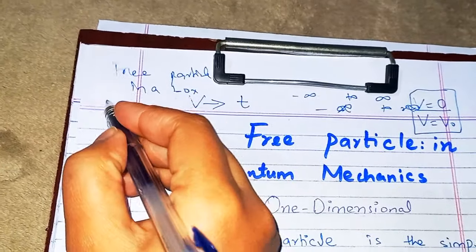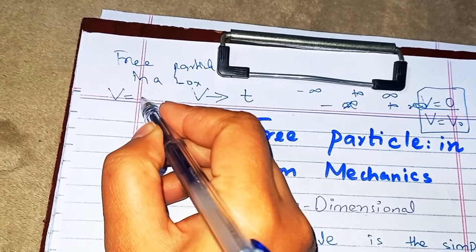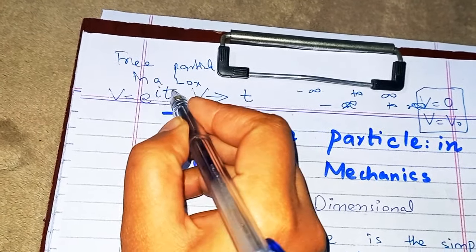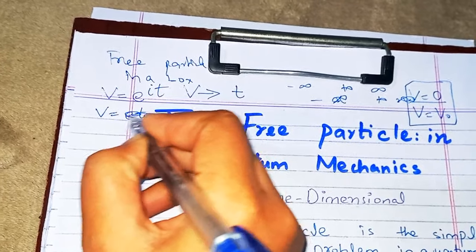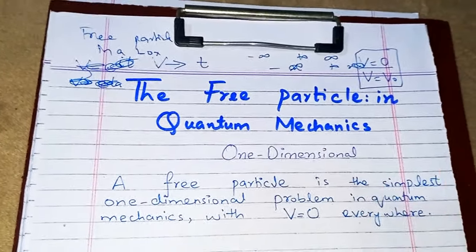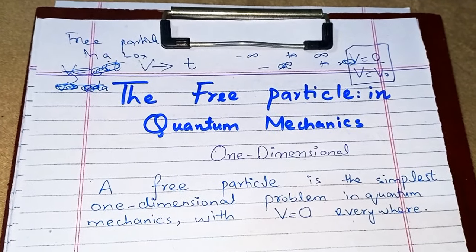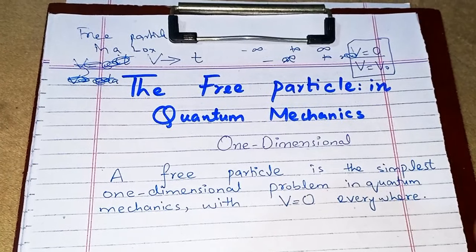If the potential doesn't contain any time term, let's say it's not e to the power iota t, or it doesn't contain any time variable in it, then it means you are supposed to use the time independent Schrödinger's equation. Such potentials are independent of time, they don't change with time.